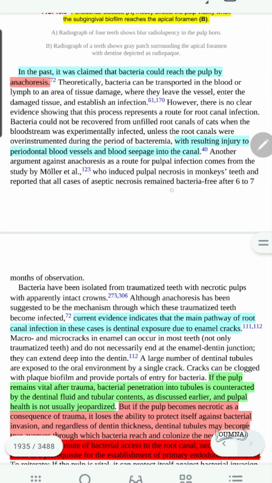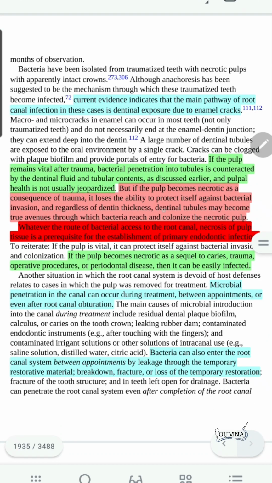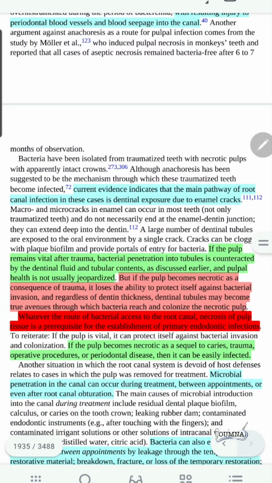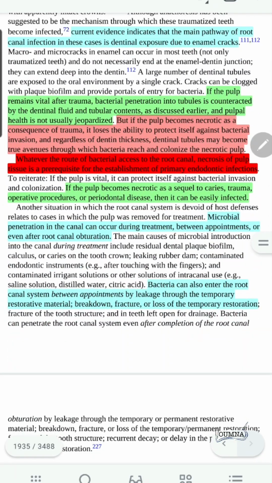Only in one case, when there was an injury of the periodontal blood vessels and the blood seeped into the canal. So it is regarded as a poor cause of getting this infection from the blood. It's not common. So whether the bacteria reached the pulp from a trauma, from caries, operative procedures, or periodontal disease, it can be easily infected.